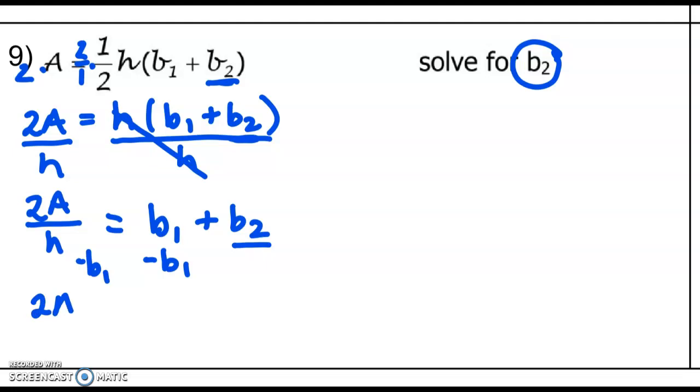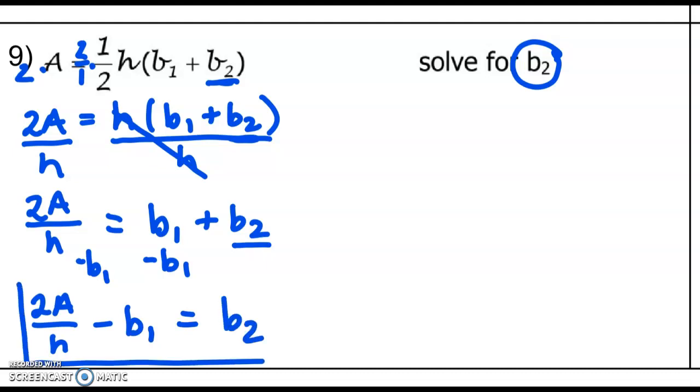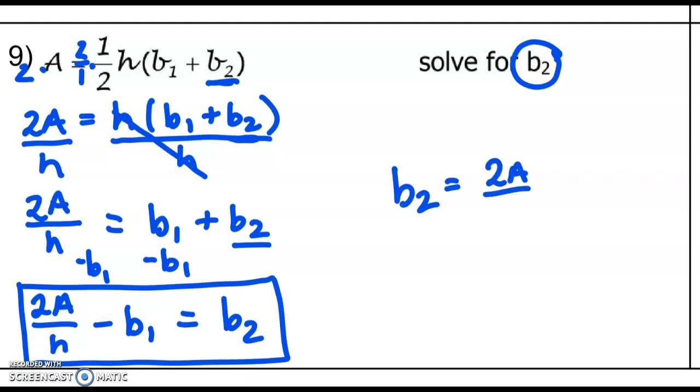So I have 2a divided by h minus b1, b1's gone, equals b2. And that would be your answer. And remember, you can always write it like that, or you can flip it around if you'd rather. And that's how you solve number 9.